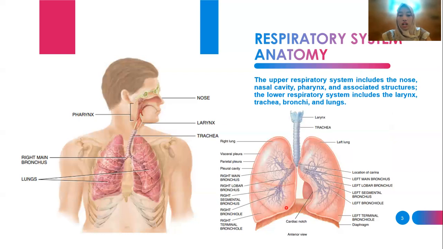The right lung has three lobes. This is the right lung, which has three lobes separated by two fissures. This is a fissure. Then the left lung has two lobes separated by one fissure and a depression, the cardiac notch. Lobar bronchi give rise to branches called segmental bronchi, which supply segments of lung tissue called bronchopulmonary segments.